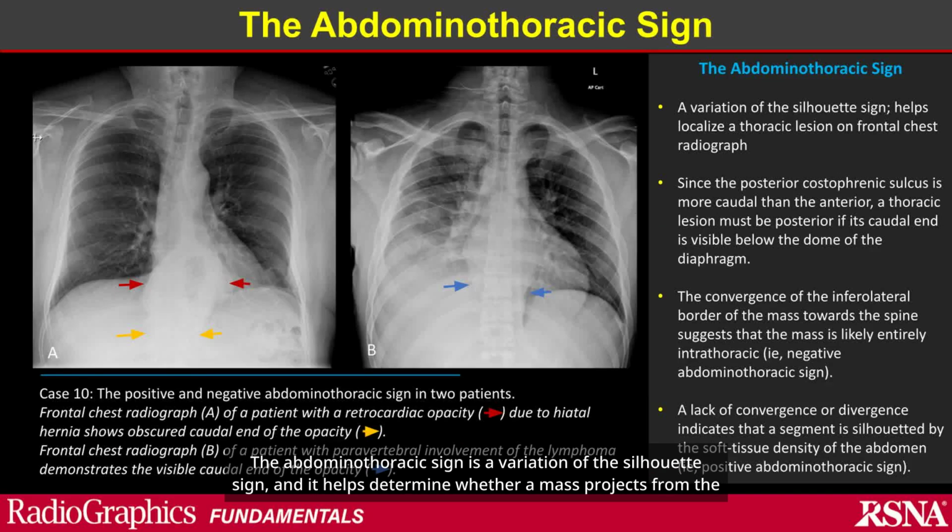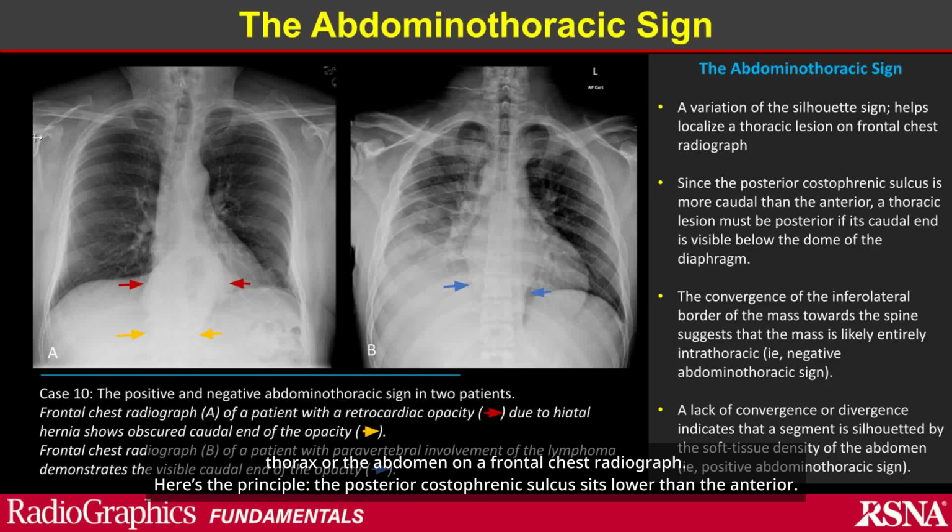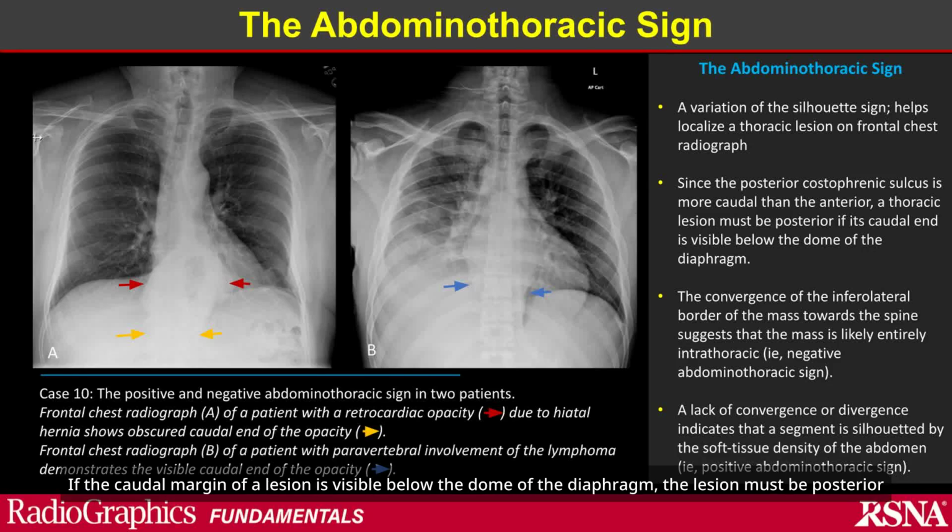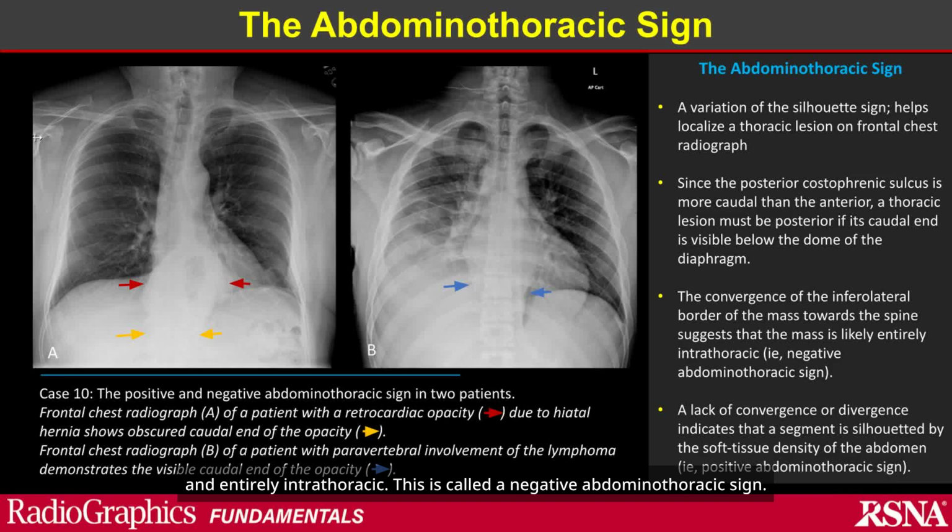The abdominothoracic sign is a variation of the silhouette sign, and it helps determine whether a mass projects from the thorax or the abdomen on a frontal chest radiograph. Here's the principle. The posterior costophrenic sulcus sits lower than the anterior. If the caudal margin of a lesion is visible below the dome of the diaphragm, the lesion must be posterior and entirely intrathoracic.